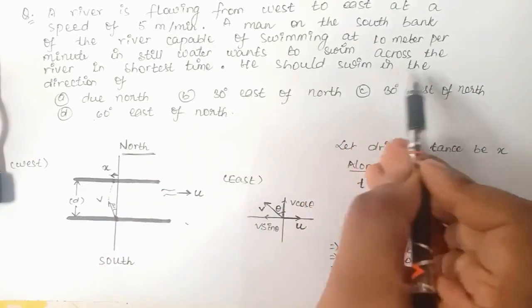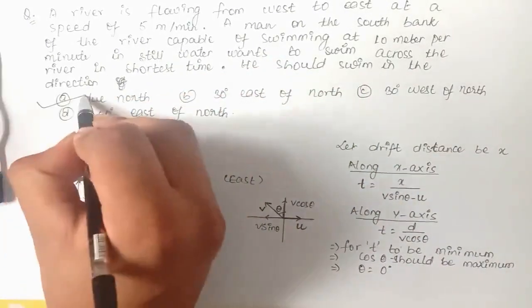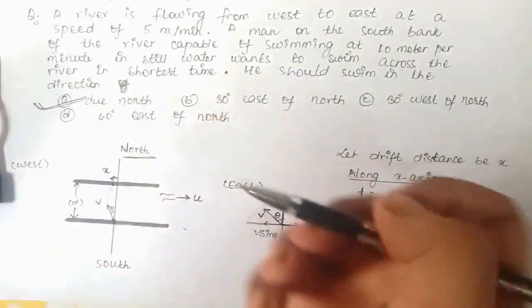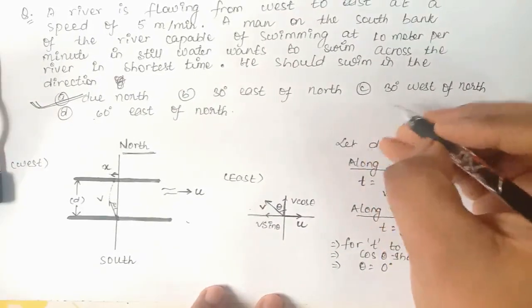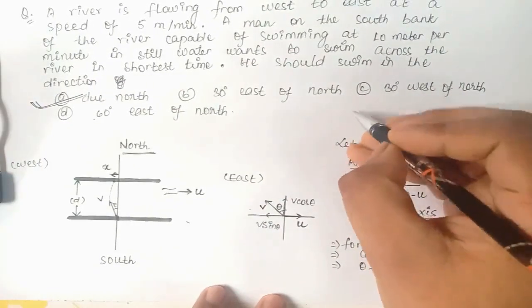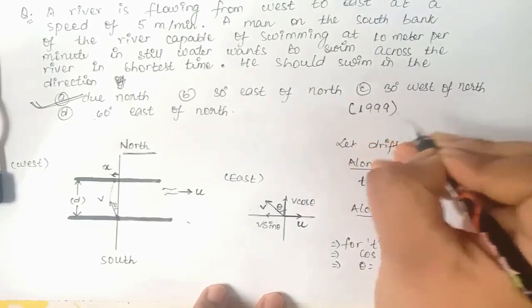so he should swim in the direction due north. This should be the correct option, and this is a problem which was asked in the 1999 JEE Mains.